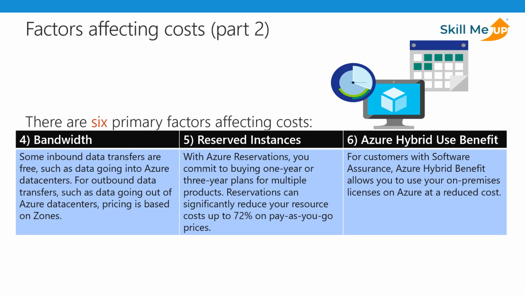Then there's also three additional factors. The bandwidth. Most data that's coming into Azure is not charged. However, data that leaves Azure tends to have a charge behind it. Sometimes there's also a charge going between different regions. Going cross-peering, there can be some charges. So look at what the bandwidth is along it.